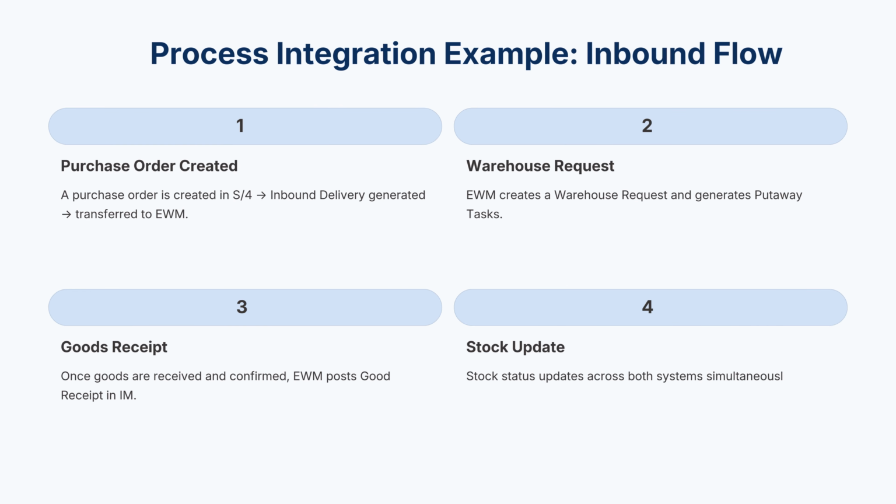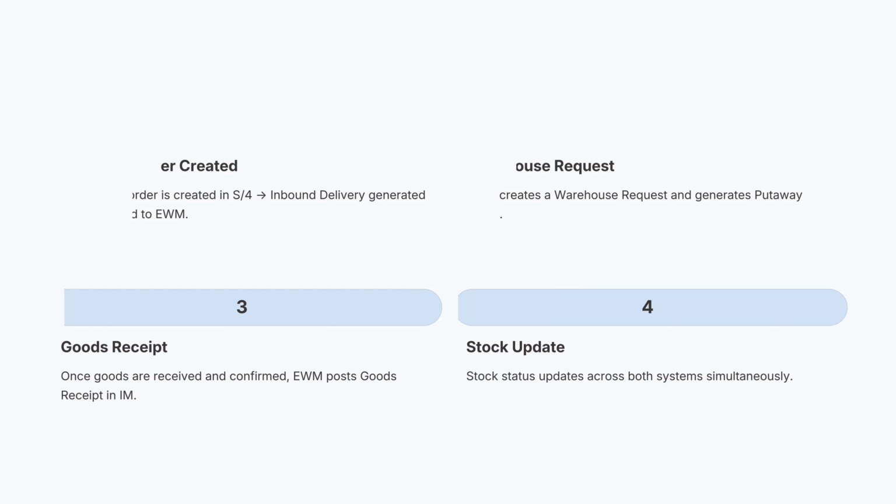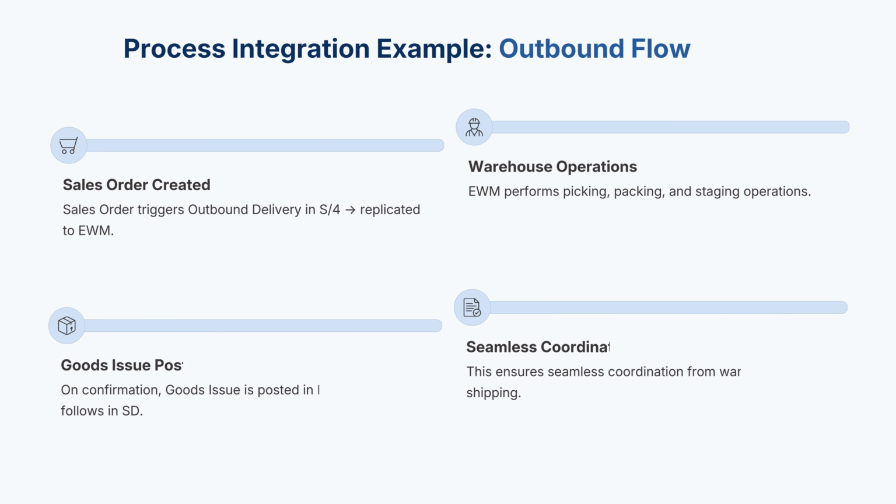Process integration example. Inbound flow. Imagine a purchase order arrives. An inbound delivery is created in S4 and transferred instantly to EWM. EWM raises a warehouse request and generates putaway tasks. When goods are confirmed at the bin, the system posts the goods receipt in IM. Your stock levels update immediately across both layers. No manual reconciliation needed.